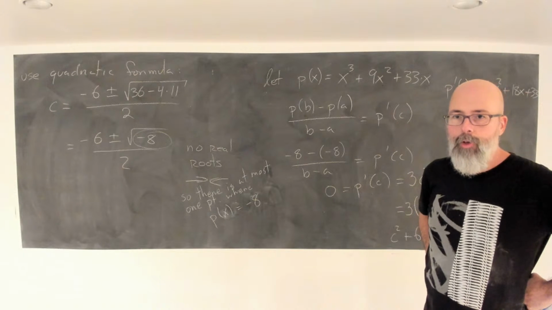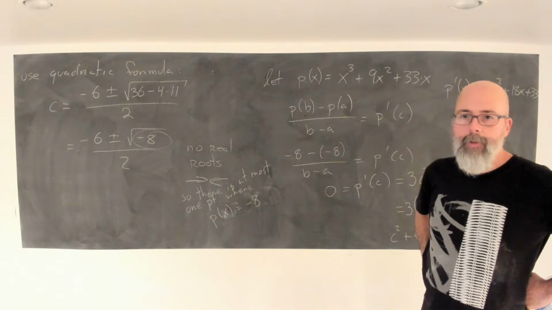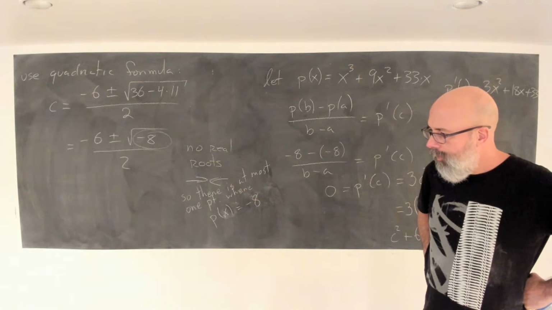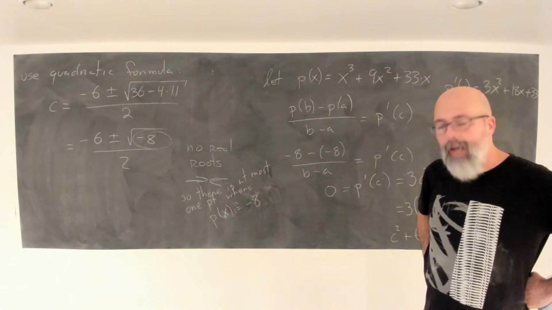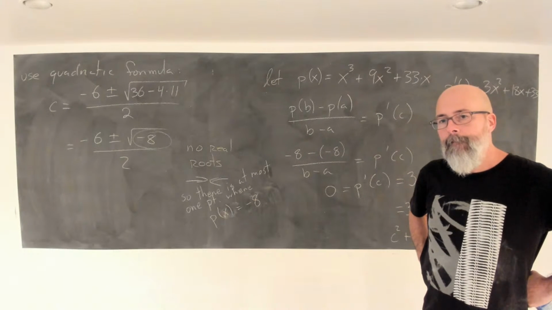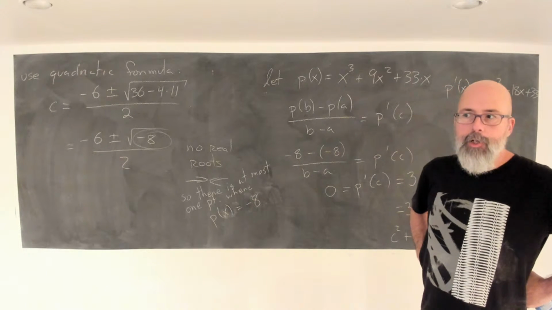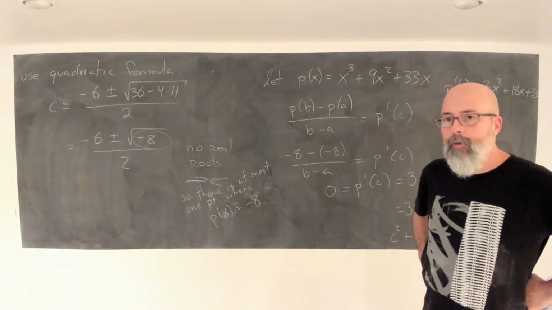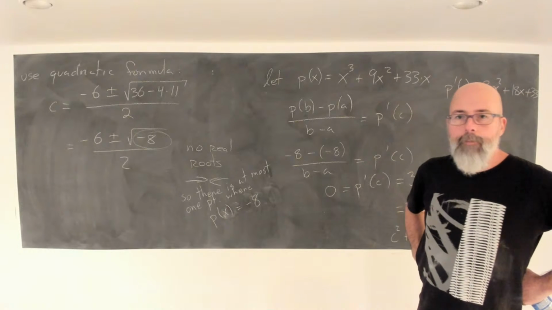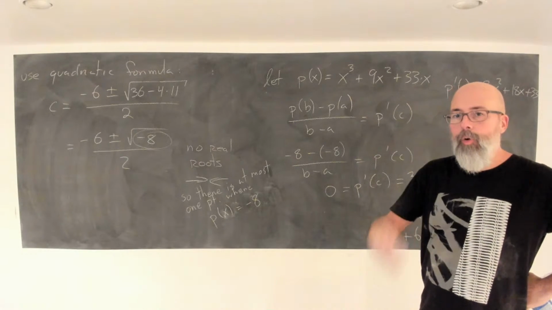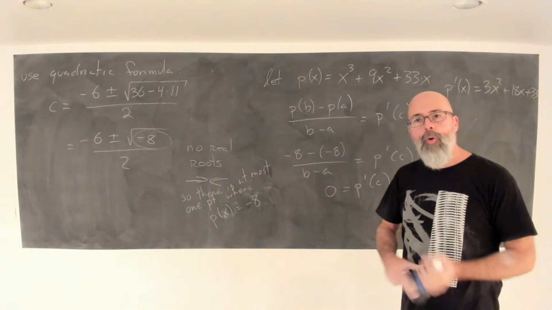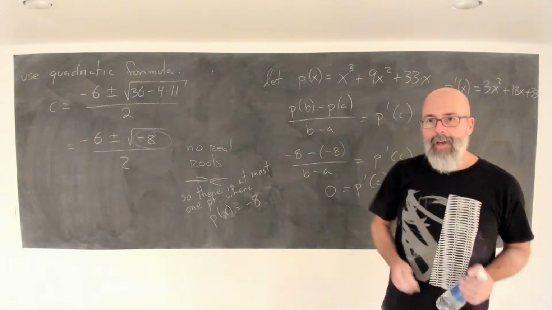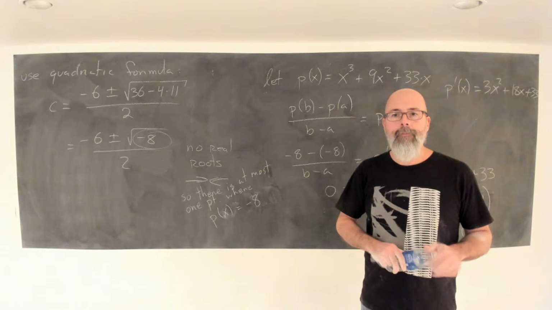A user is asking, how can we assume that P of A is equal to P of B is equal to negative 8? Well, the question asks to show that there's at most 1 point. So what's the opposite of at most 1? The opposite is more than 1, and if you've got more than 1, then you have at least 2. So we assume that you have 2 points, and we get a contradiction. So that assumption must have been wrong.